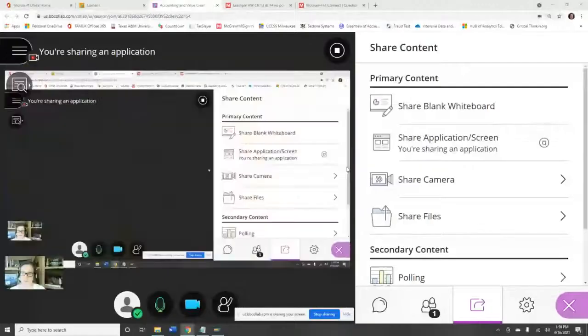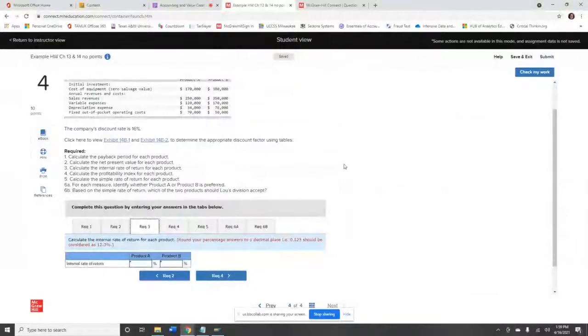Okay, so here we are back working on 14-23 from page 676 of our book, and it's question 4 from your week 7 homeworks. It's the chapter 14 homework where we're doing all the different kinds of calculating returns. So I'm going to go out to Connect and we will do requirement up to 3, and we're going to do 4 also. All right, we're out there. Okay, so here we are.